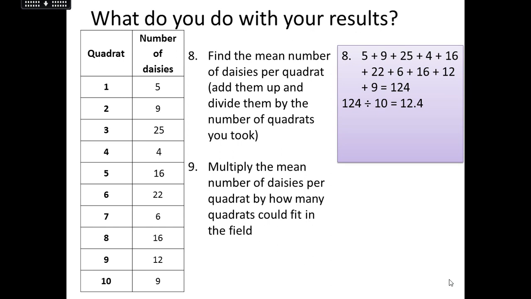You then multiply the mean number of daisies, so in our case 12.4, by how many quadrats could fit in the field. So if you refer back to our previous calculation, we found that we could get 500 quadrats in. So we would do 12.4 daisies in 500 quadrats, so times 500 quadrats, and we would get 6,200 daisies is our estimate of how many daisies are on our school field. So this looks really scary and there's lots of steps, but I promise you, when you practice it a few times, you'll realise it's actually not too bad.